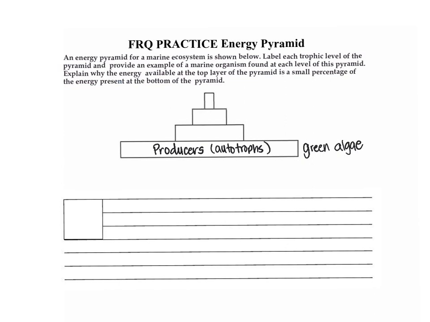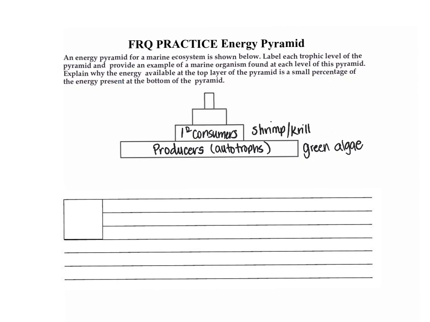The next level up are known as the primary consumers. These are going to be organisms that eat the producers. You can also call them herbivores, but they're any organism that directly eats the producers. So in this case, I'm going to put something small, like shrimp.